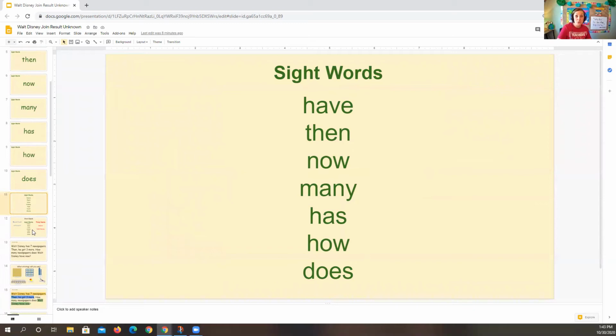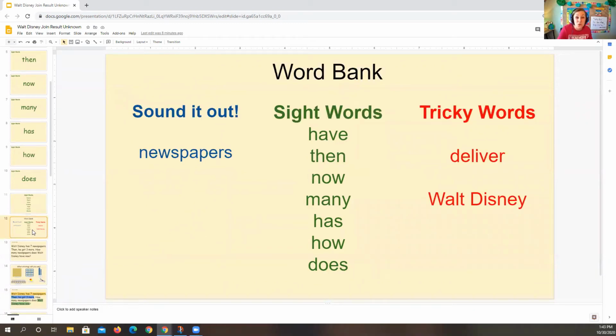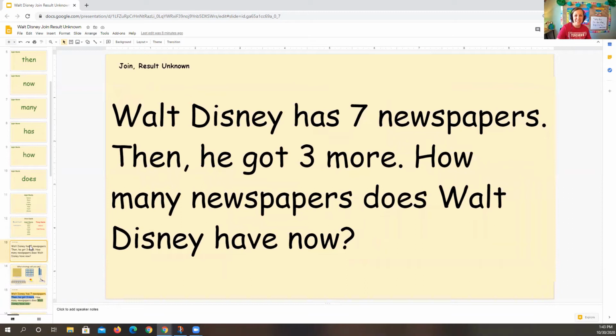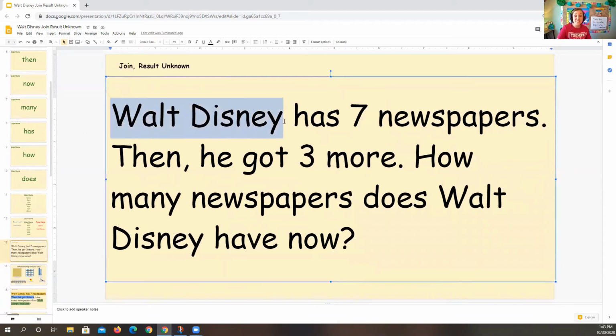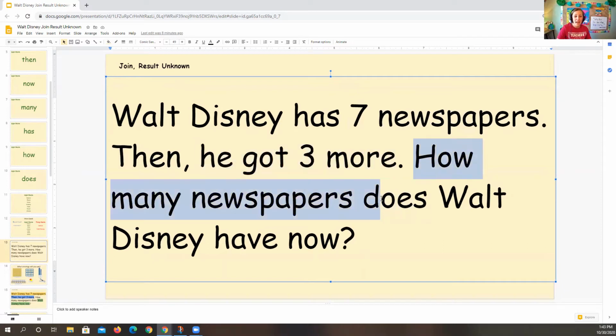Now that we've gone over all of those words, we're going to read our word problem. So let's take a look. We're going to read it together. Walt Disney has 7 newspapers. Then he got 3 more. How many newspapers does Walt Disney have now? Good job reading. Let's read it one more time.